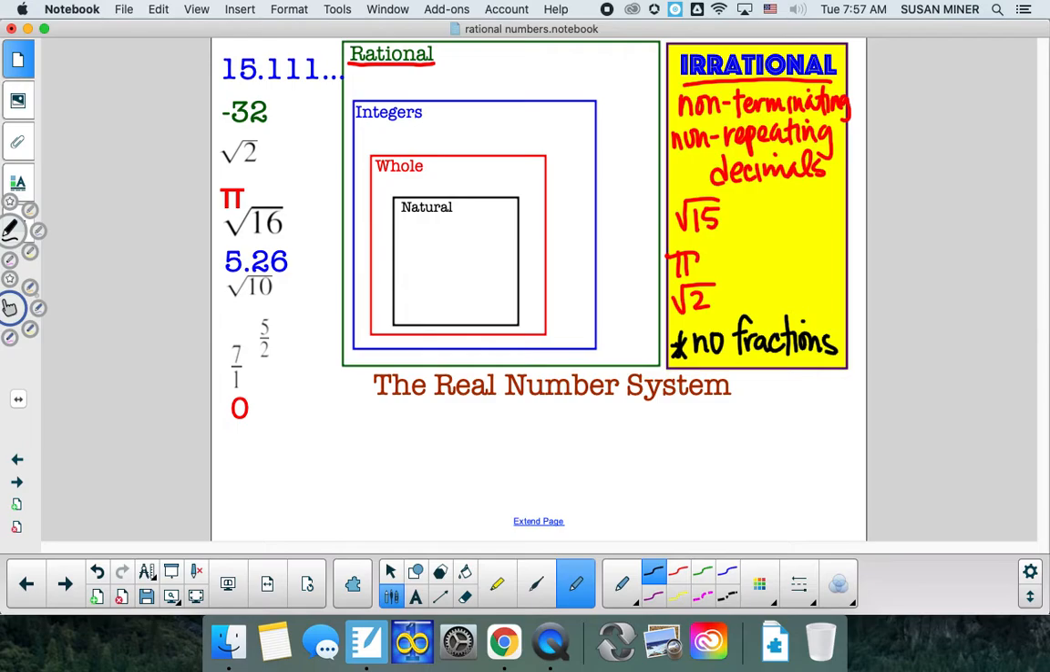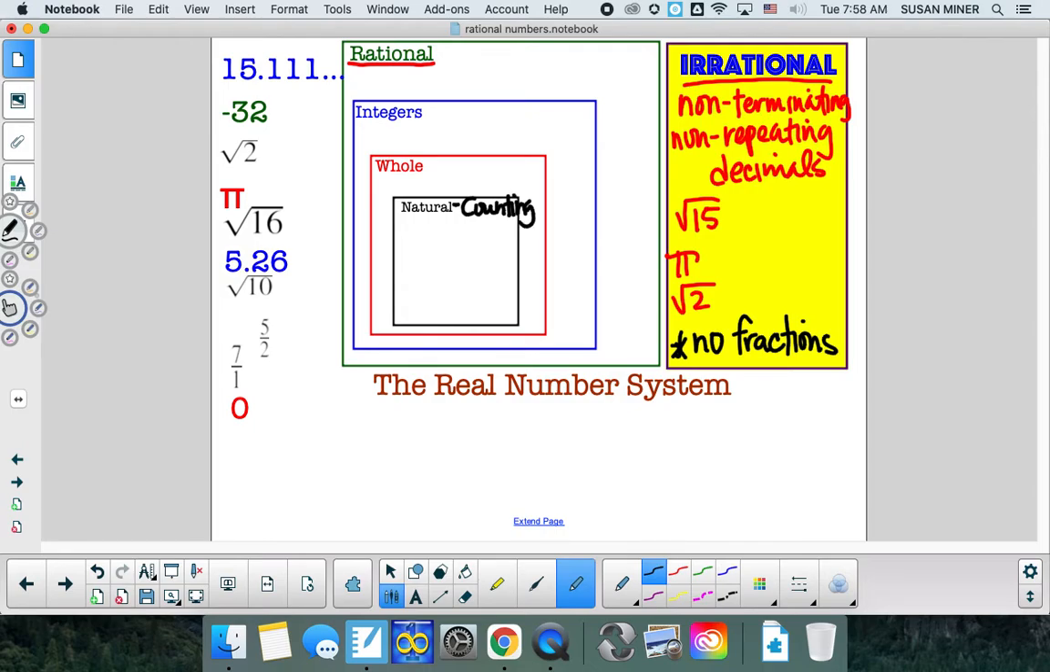Okay, so let's talk about the real number system right now. Let's talk about the rational numbers. The rational numbers are the other branch of our family tree. And the rational numbers start out with our immediate family, if you will. Our immediate family are called the natural numbers. We also call these the counting numbers.